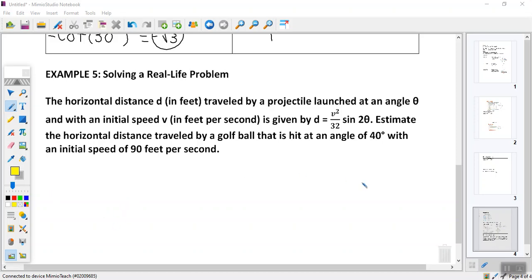Okay, last example here on 8.3, kids. Here we go. Solving a real life problem involving this stuff.